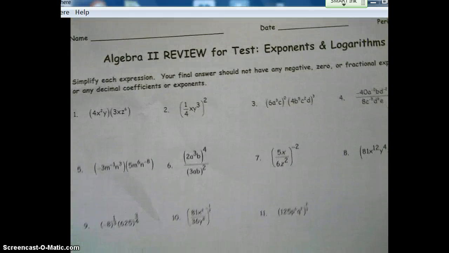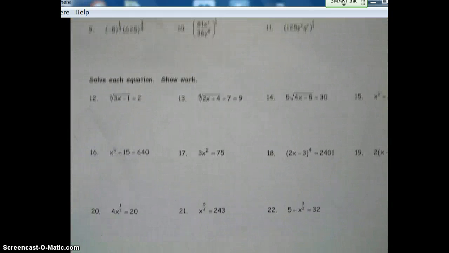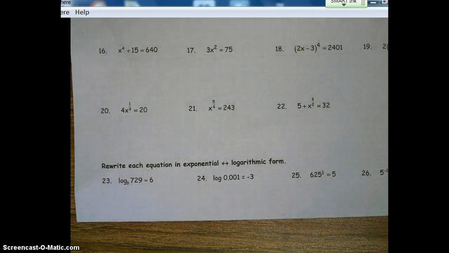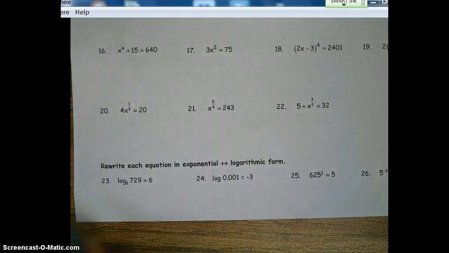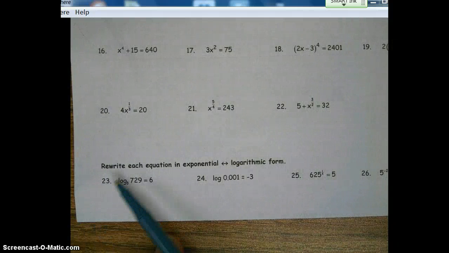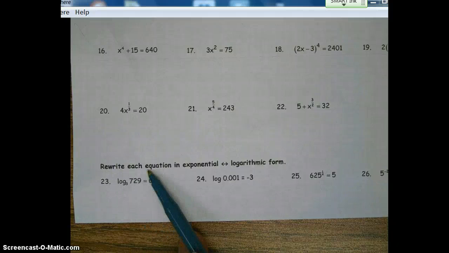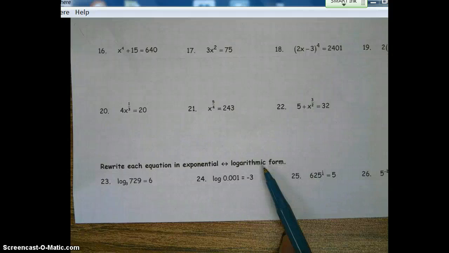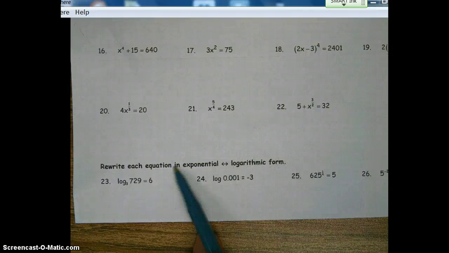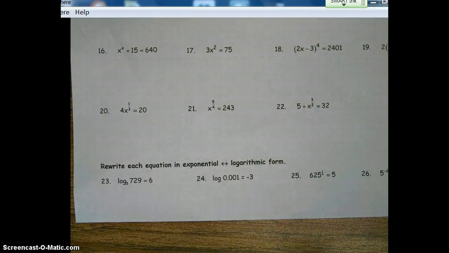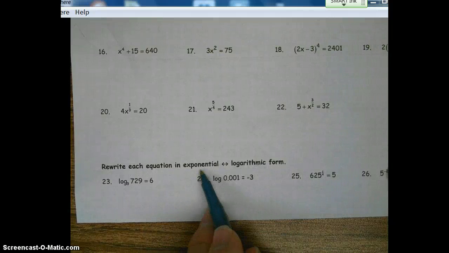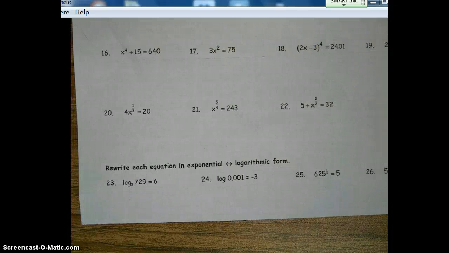We have some interesting problems here that I would like to take a look at. First of all, if you would go down to the bottom of your worksheet, we are looking at rewriting the equation from exponential to logarithmic, and going the other way, from logarithmic to exponential. Now, we've gone from logarithmic to exponential, but we haven't gone the other way. So let's take a look at this.